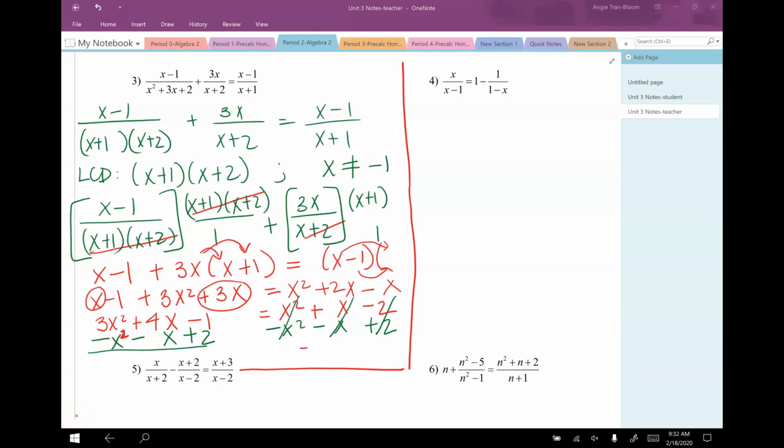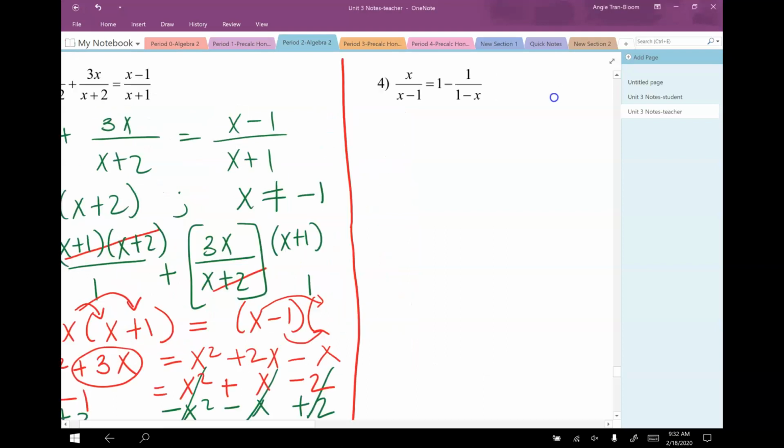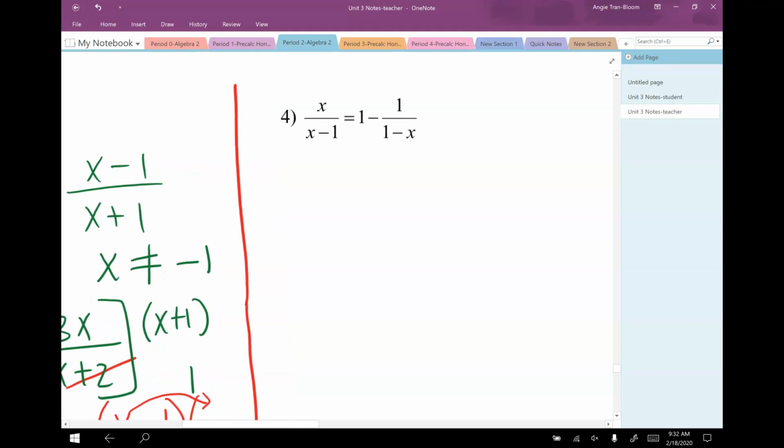Thank you. If you guys remember, we're solving rational equations. So from last Friday, what's the first step? Find the LCD, okay? But before we find the LCD, we need to see if everything is factorable.